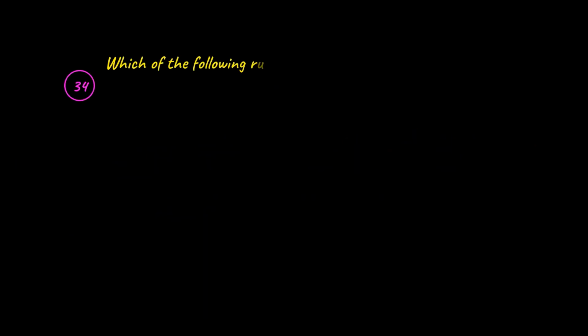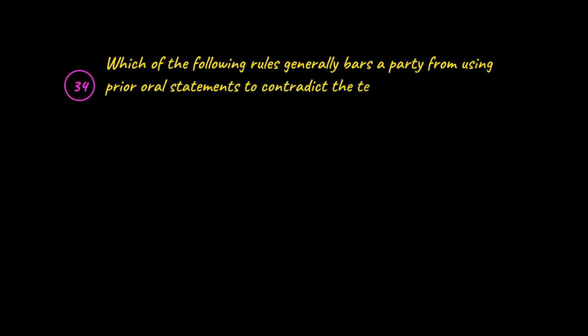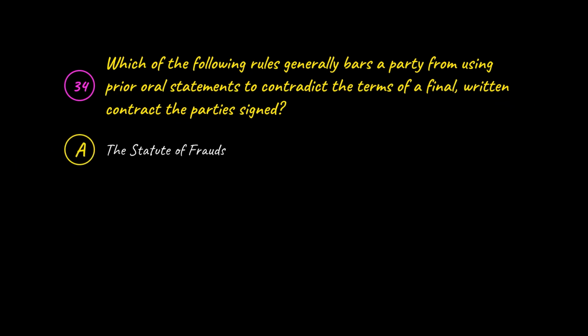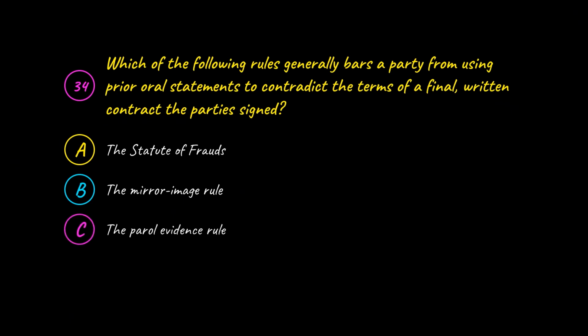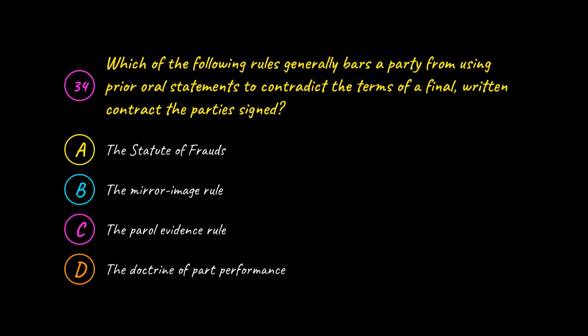Question 34. Which of the following rules generally bars a party from using prior oral statements to contradict the terms of a final written contract the parties signed? Your options are A. The statute of frauds, B. The mirror image rule, C. The parole evidence rule, D. The doctrine of part performance. Take a second. Which answer would you pick?